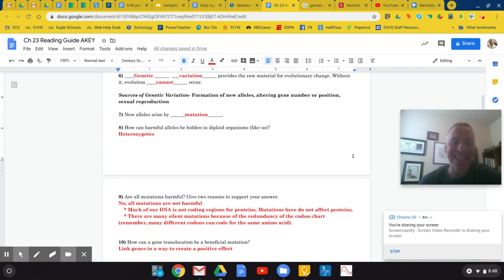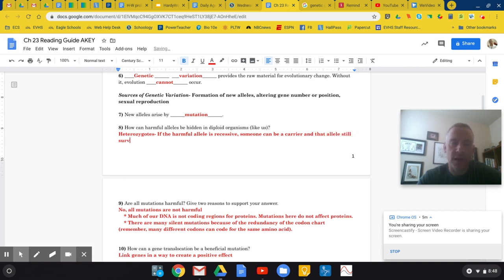Moving on, number 8, how can harmful alleles be hidden in diploid organisms? Heterozygotes. If the harmful allele is recessive, someone can be a carrier, and that allele still survives.